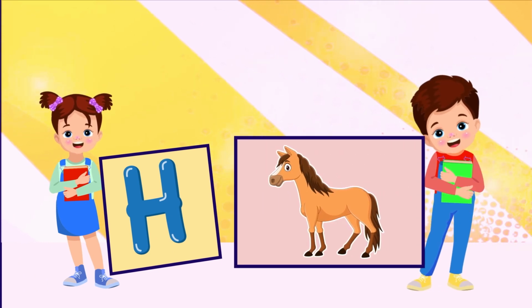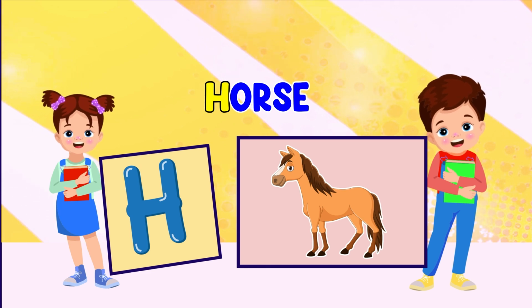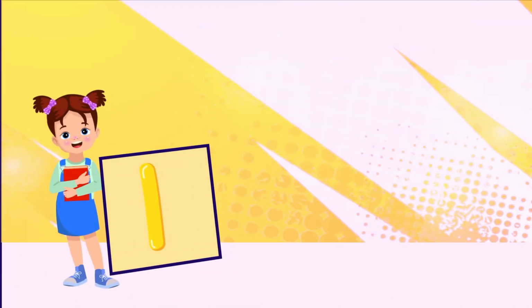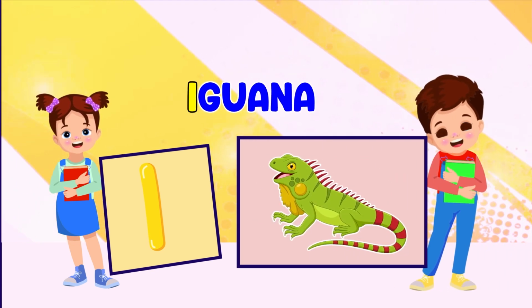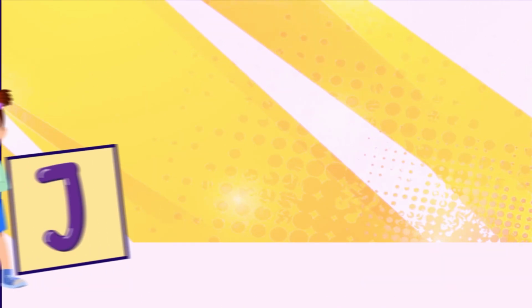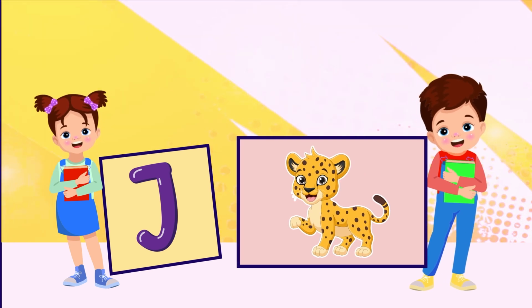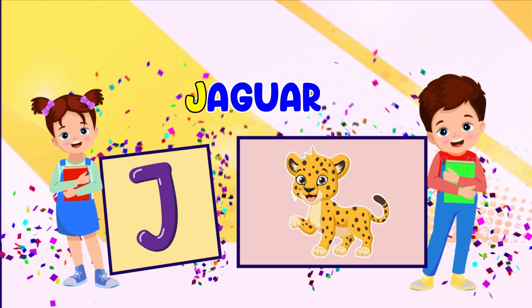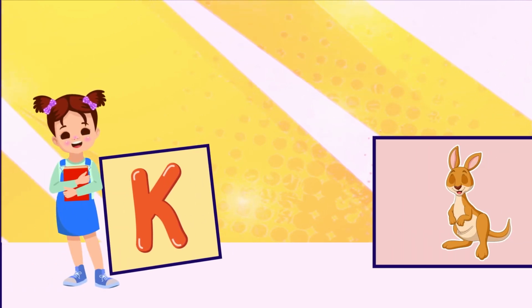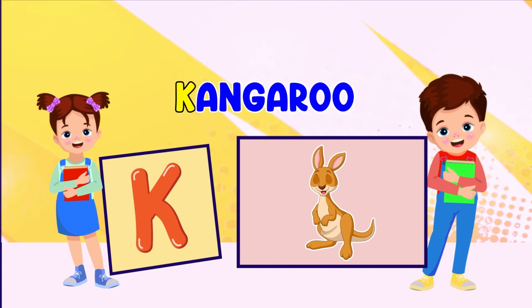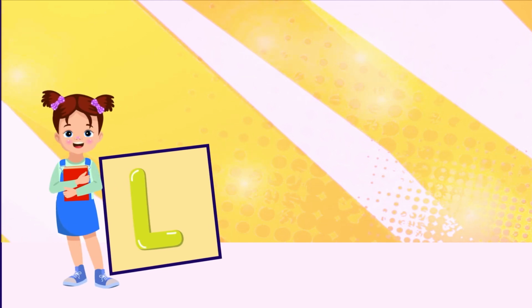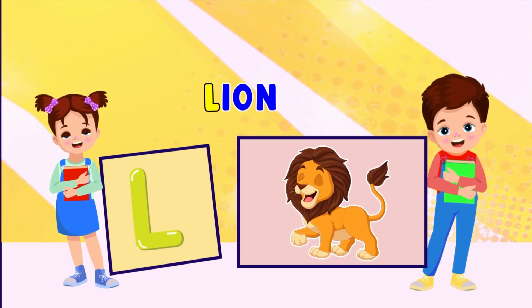H is for horse. I is for iguana. J is for jaguar. K is for kangaroo. L is for lion.